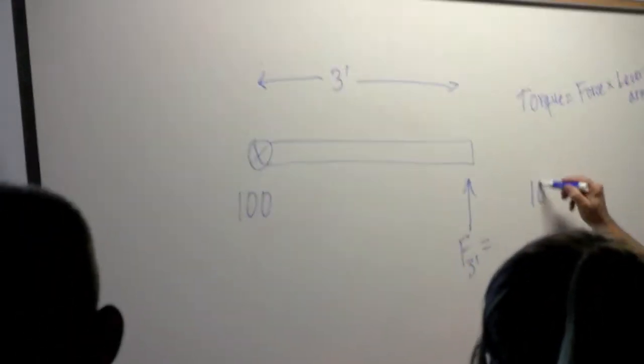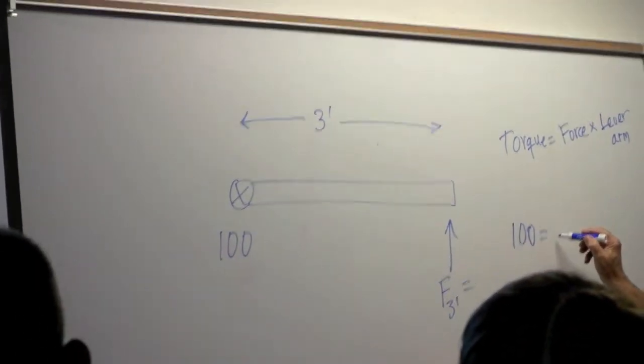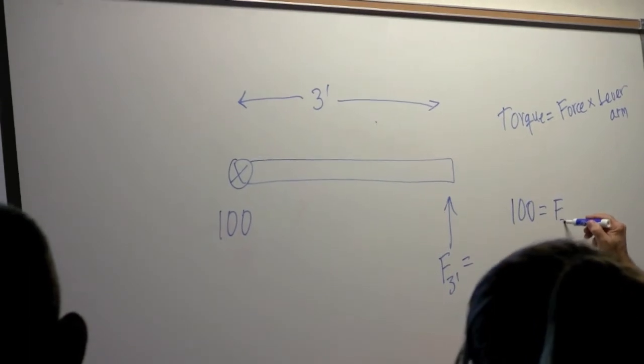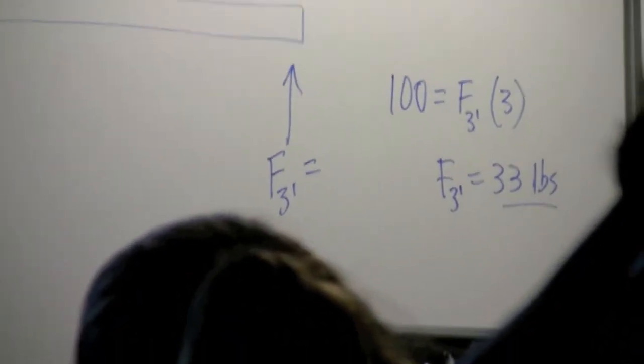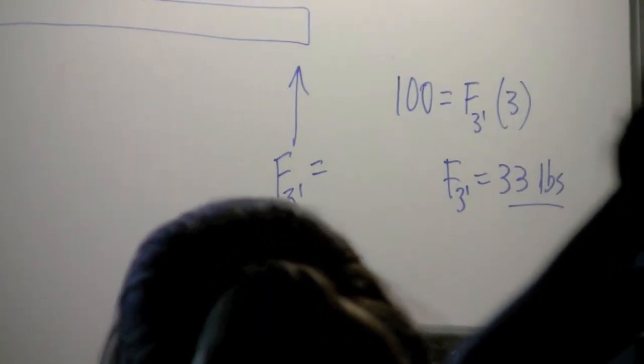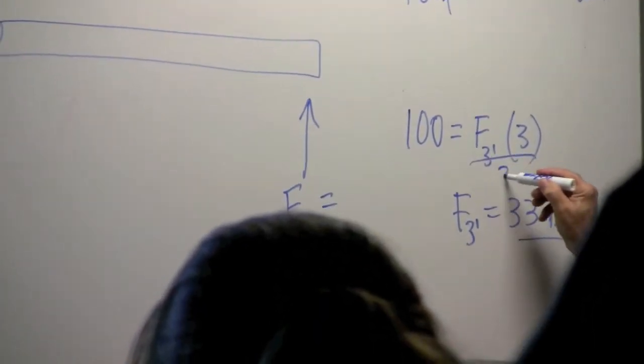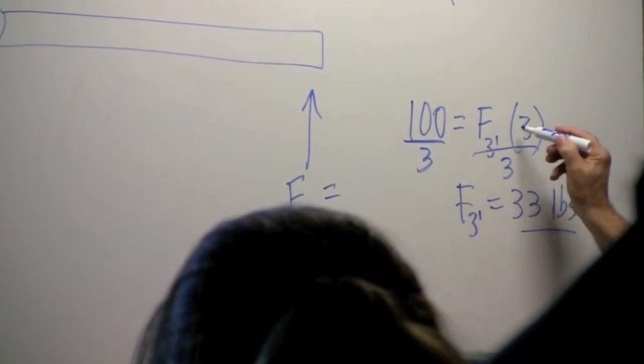So that means I need a torque of 100, and I have to have a force right at 3 feet, but I'm 3 feet away. So can you guys see from this that the force at 3 feet is going to be about 33 pounds? For example, it's going to be 1/3. Does that make sense? Now divide by 3, both sides. Divide this by 3, divide this by 3.